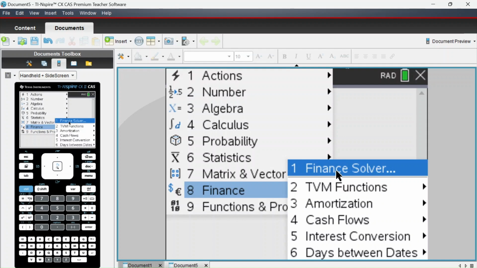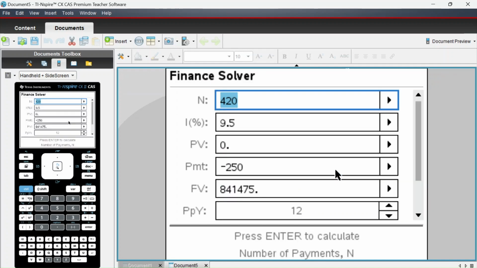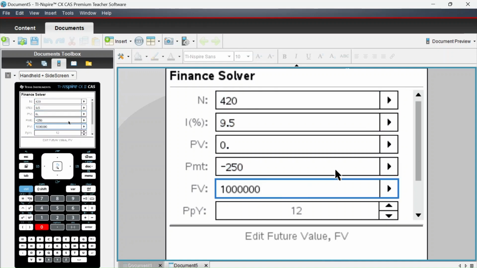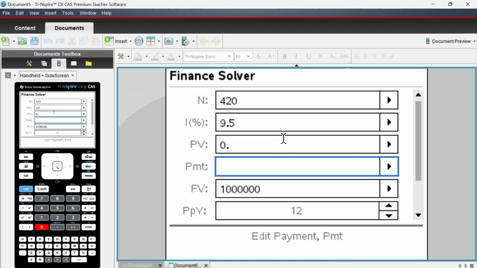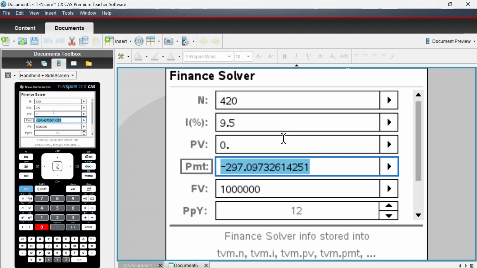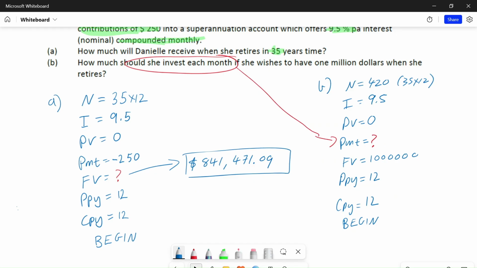All right, so let's go back to the solver. Menu, Finance, and Finance Solver. Okay, so I'm going to tab down and change this to $1 million, and then tab around to the payment and delete that. I'm going to push enter. So she's going to need to put in $297, and if we round that to the nearest cent, that's 10 cents. So $297.10. That's our number. So an extra $47.10 per month will be required.